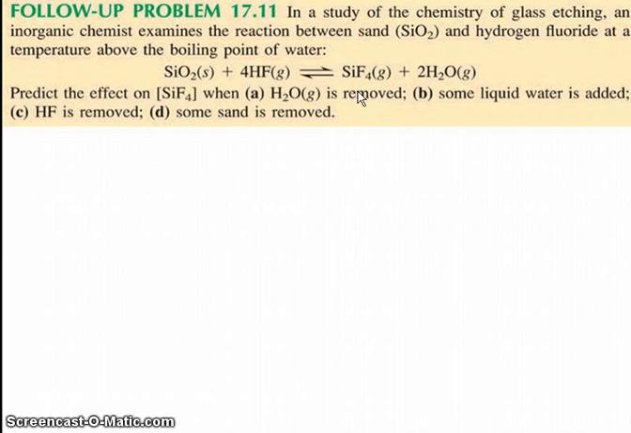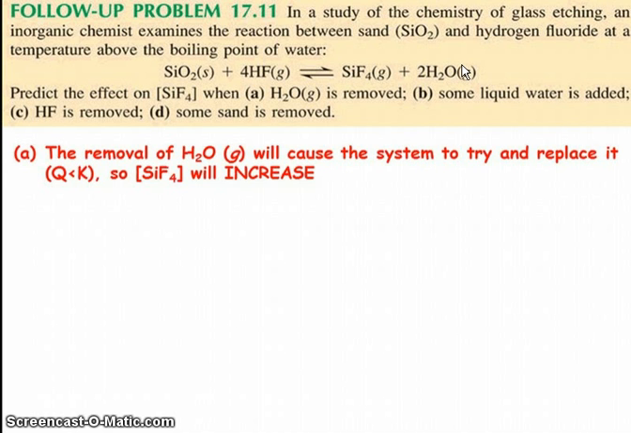So the first thing we want to do is remove H2O gas. And we need to note that H2O gas is a product. So I'm removing a product. So if I remove a product, I want to try and replace that. So essentially, I've made Q less than K. I've taken product away and made that fraction smaller. So if I stress the system by removing something on the right, then everything has to move to the right to replace it. So SiO2 and HF will react again to try and replace the water that we took. And as it's making more water, it will make more silicon tetrafluoride, and so that concentration will increase.